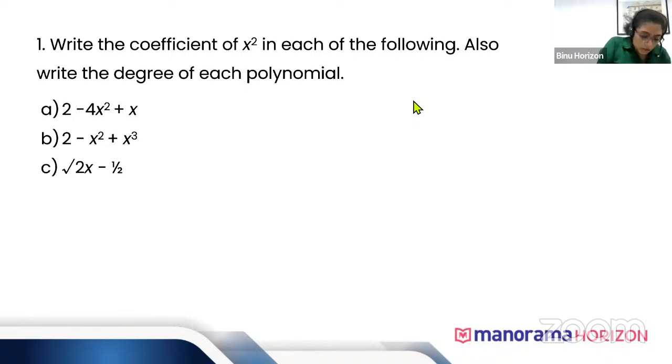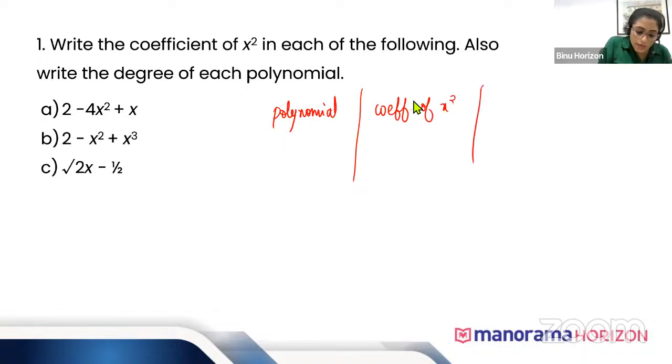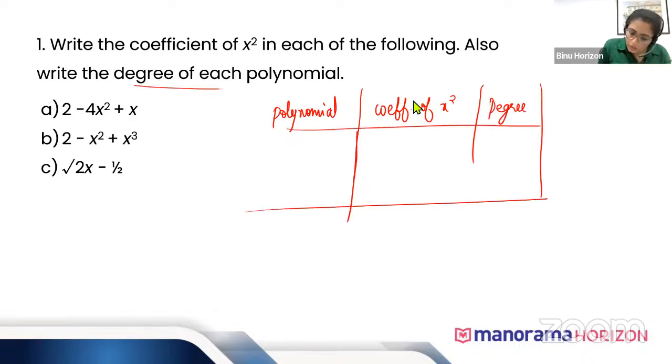Okay, so we'll make a column over here. You have a polynomial, and I have to find the coefficient of x square. Also it is asked to write the degree of each polynomial. So I'm just making a table. It's not necessary, you can do it in the other way also.